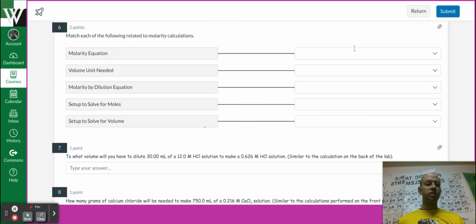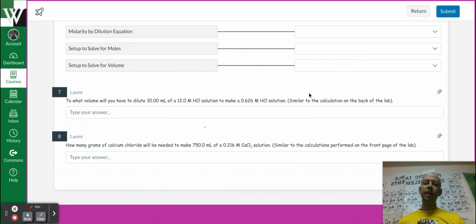These equations, obviously we've got some distractors, but I've written the molarity equation, M equals N over V. I've written the dilution equation, M1V1 equals M2V2. How can I solve for moles? How can I solve for volumes? Those are actually in these videos as well. Right here, it's telling you similar to which calculations.